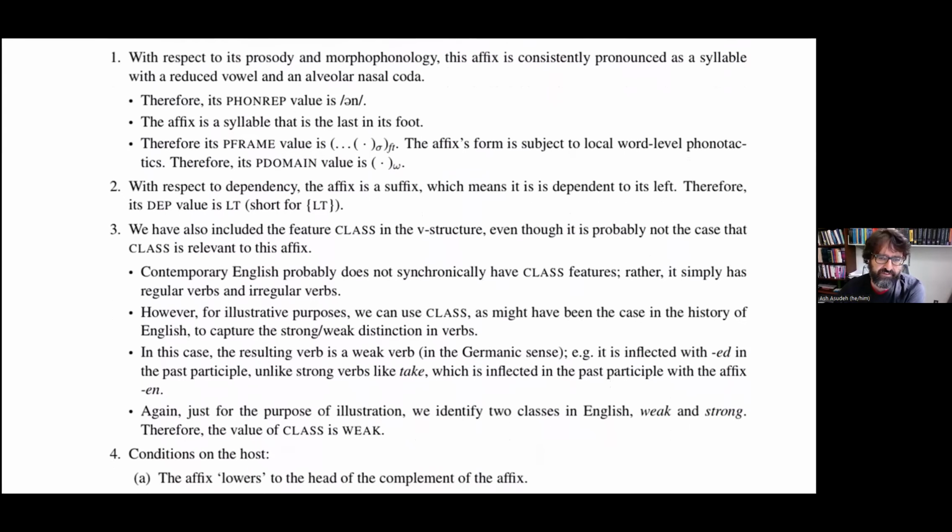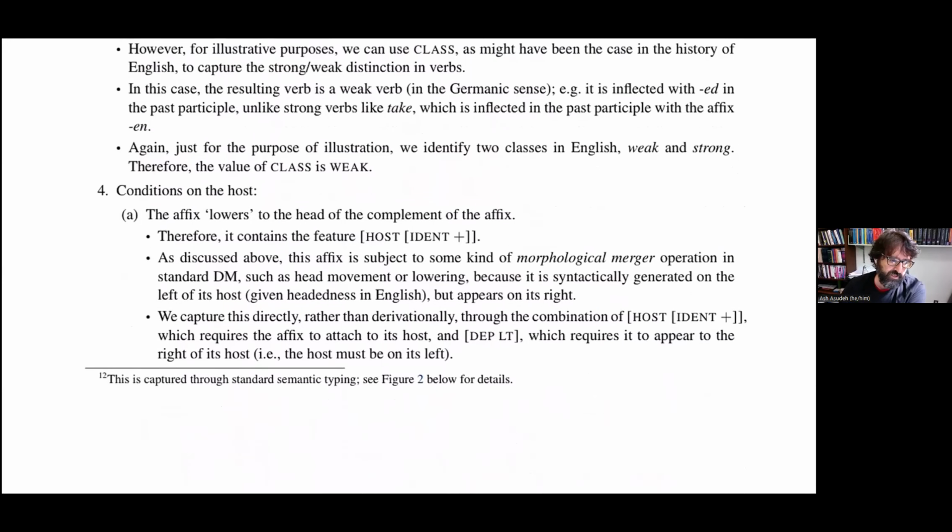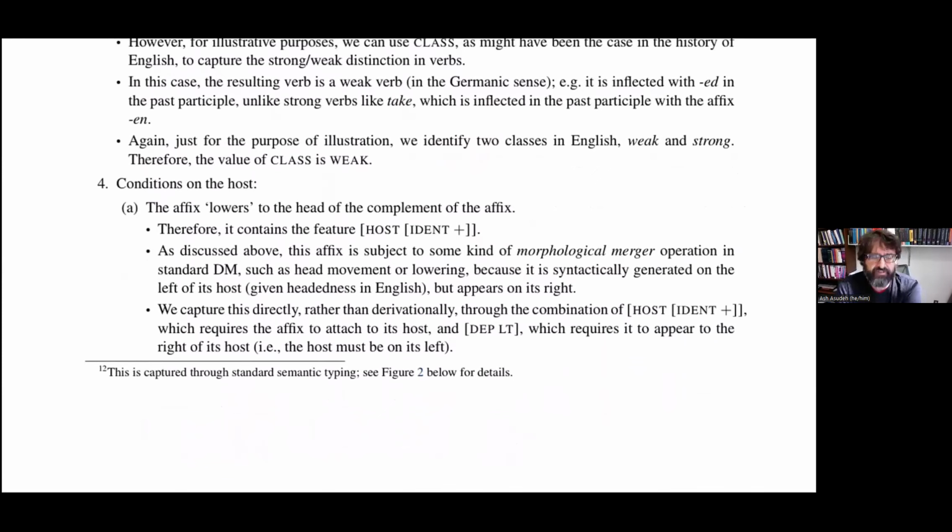With respect to dependency, the affix is a suffix, which means it is dependent to its left. Therefore, its dep value is LT, short for the singleton set LT. We have also included the feature class in the V structure, really just for illustration, because at this point, synchronically, English probably just has regular and irregular verbs. It doesn't really have verb classes anymore, even though it did historically. I'll let you read that on its own. And then it has conditions on its host. So first of all, the affix pre-theoretically lowers to the head of the complement of the affix. So it contains the feature host ident plus. So we capture this directly through the interplay of host ident plus and dep left.